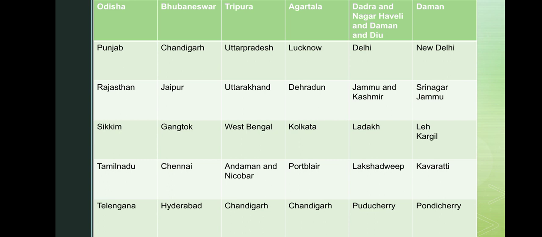Now, the Union Territories: Andaman and Nicobar, Port Blair, Chandigarh, Chandigarh itself, Dadra and Nagar Haveli, and Daman and Diu, Daman is the capital city, Delhi, New Delhi, Jammu and Kashmir, Srinagar the summer, Jammu the winter capital, Ladakh, Leh summer, Kargil winter, Lakshadweep, Kavaratti, Puducherry, Pondicherry.